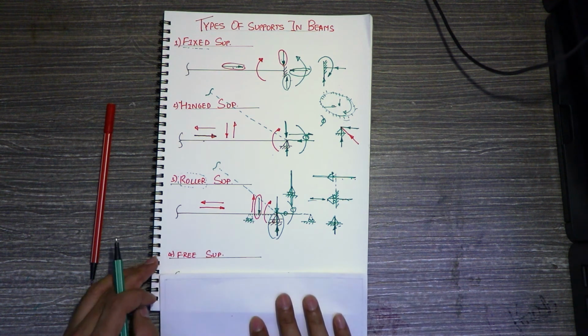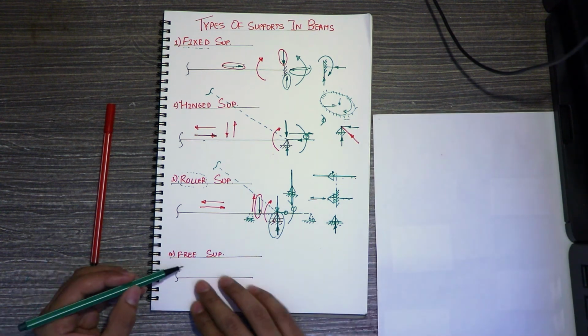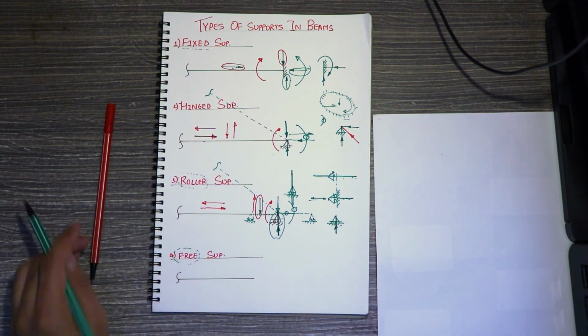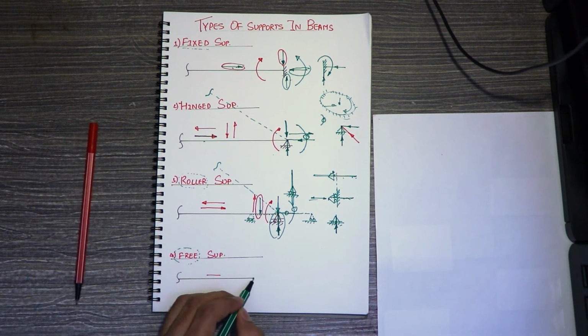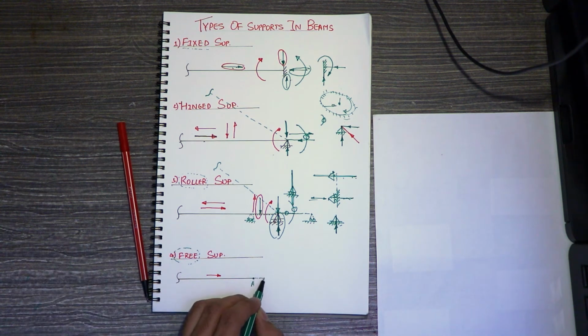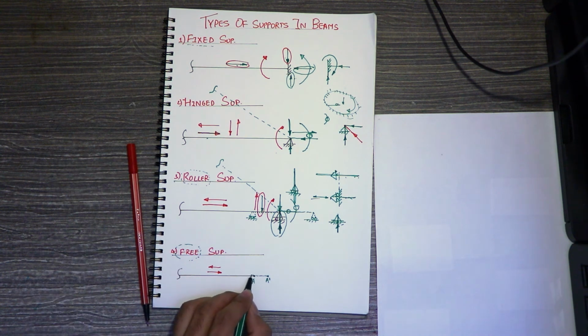Now coming to the fourth support, which is nothing but a free support. As the word suggests, free support means there is no support. If I name this point A, and you are here and trying to push the point A in the right hand direction, then A will be happy to move towards the right and acquire a new position A dash. If you push the point A in the left hand direction, then A will be happy to move and it will acquire a new position A double dash, like that.